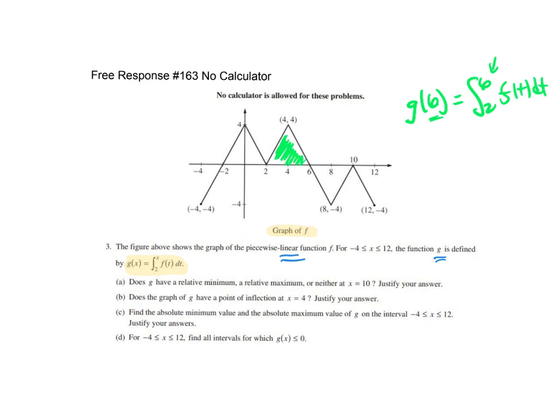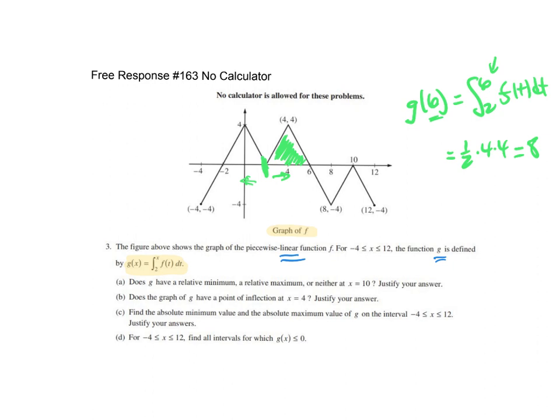Now that's a triangle, 1/2 base times height. The base is 4, the height is 4, and so g of 6 would be 1/2 times 4 times 4. So that is 8 units, okay, 8 square units. I'm just giving you an example of what g is. G is an accumulation function that starts at 2 and goes this way for the values. If you go backwards, in this direction, those are going to be negative. You have to treat those areas as negative.